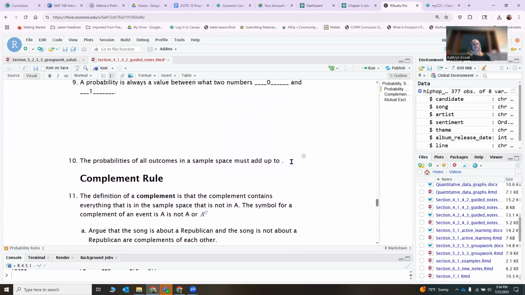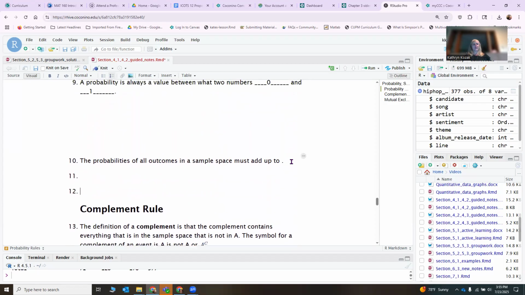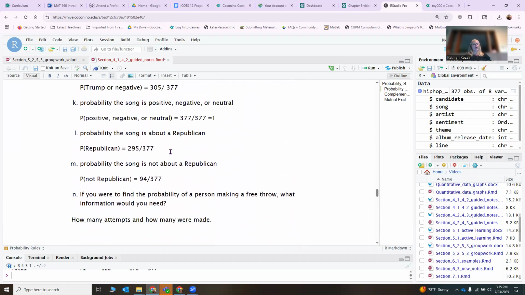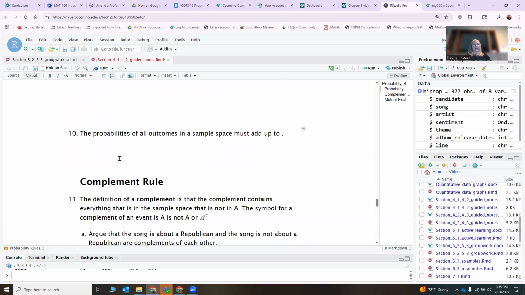And then the next question is the probability of all the outcomes in a sample space must add up to what number? Well, looking at this, I noticed that when I had all of the different things, positive, negative, and neutral together, those three together, I got 1. So it always has to add up to 1.